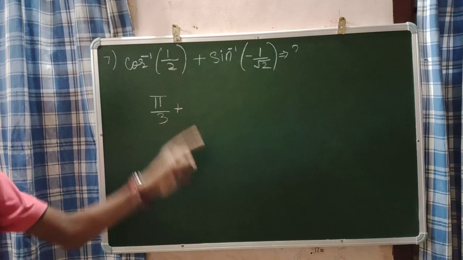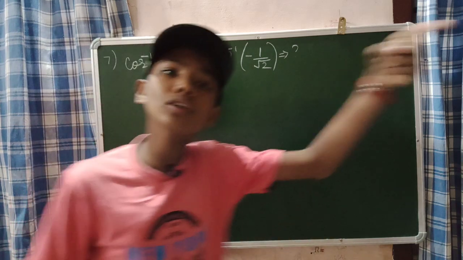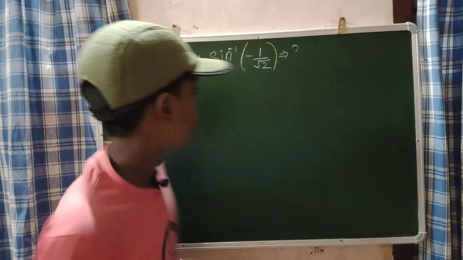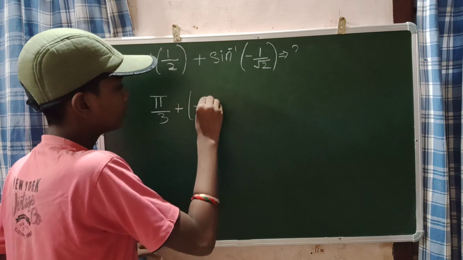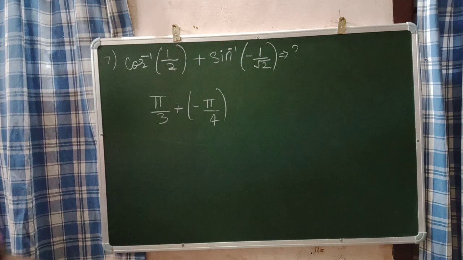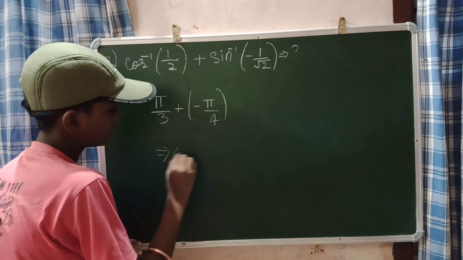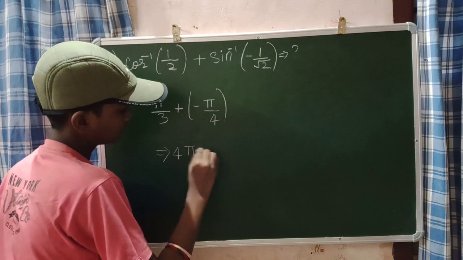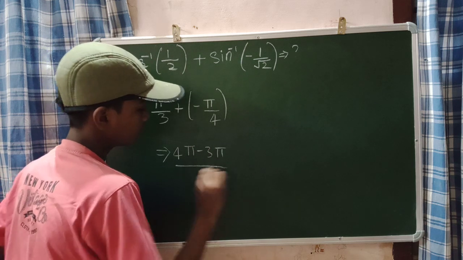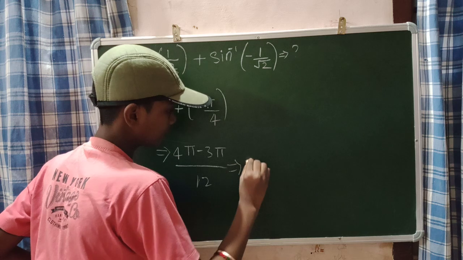Now, what is sin inverse of 1 by root 2? That is pi by 4. So sin inverse of minus 1 by root 2 will be minus pi by 4. Correct, guys? Because sin inverse of 1 by root 2 is pi by 4, so sin inverse of minus 1 by root 2 will be minus pi by 4. And when you solve, what you will get is 4 pi minus 3 pi divided by 12, which is nothing but pi by 12. So this is the answer, guys.